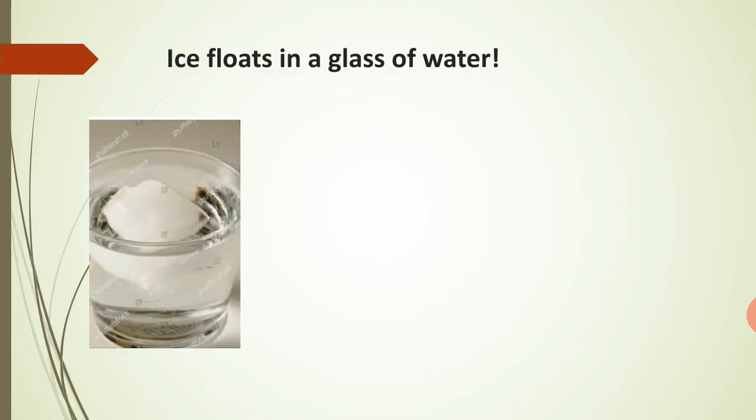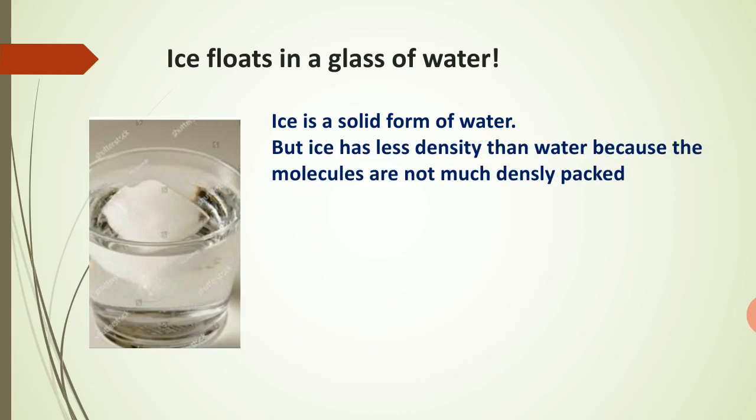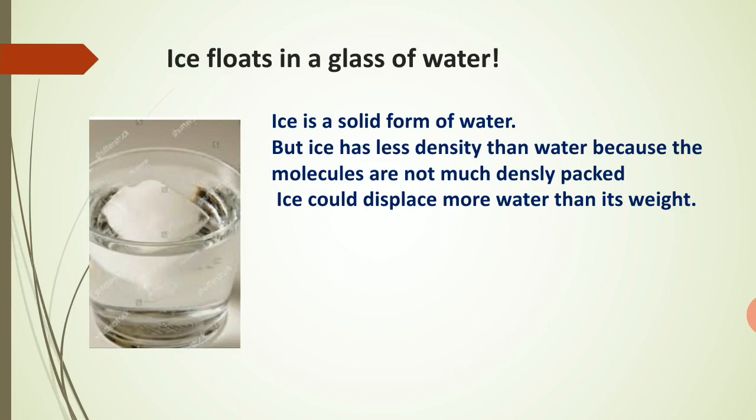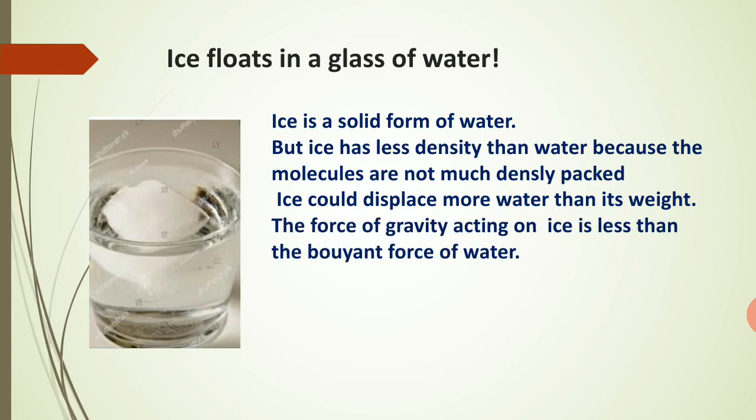Ice floats in a glass of water. How? Let us try to understand. Ice is a solid form of water. But ice has less density than water because the molecules are not much densely packed. Ice could displace more water than its weight. The force of gravity acting on ice is less than the buoyant force of water. So it floats on water.